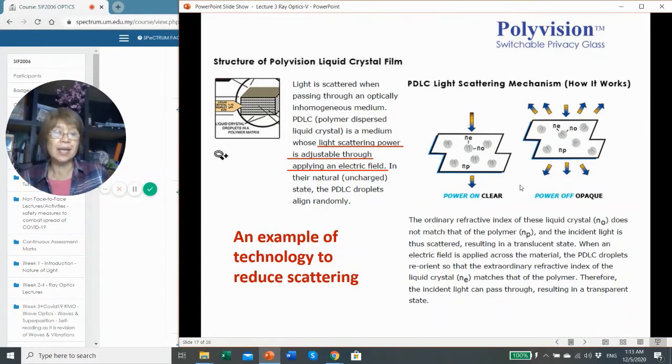But when we apply an electric field to it, all these PDLC droplets will rearrange themselves so that the extraordinary refractive index of the liquid crystal then matches the polymer. When that happens, incident light can pass through and it changes from a translucent to a transparent state. So it is a switchable privacy glass.